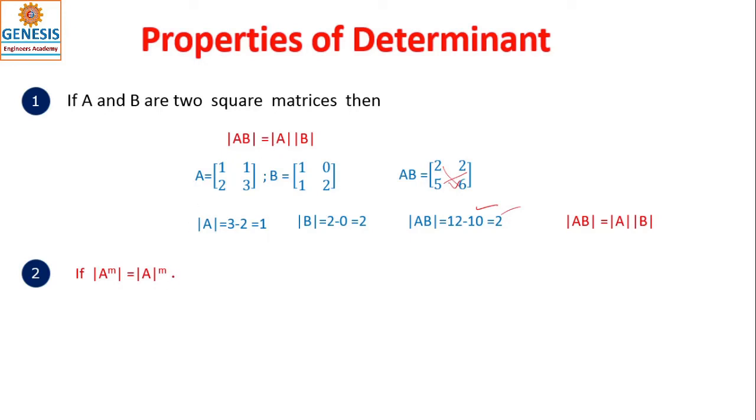A is the matrix 1 1 0 1, and A square means A into A. What is the determinant of A? That is 1 into 1 minus 0 into 1, that is 1. The determinant of A is 1, and the determinant of A square is also 1. That is nothing but 1 square is equal to 1. This will help.